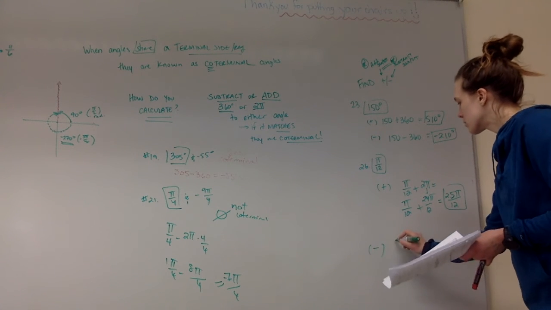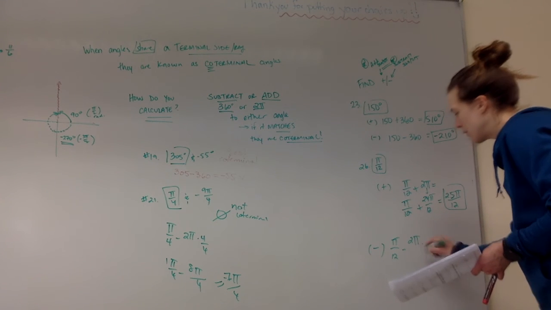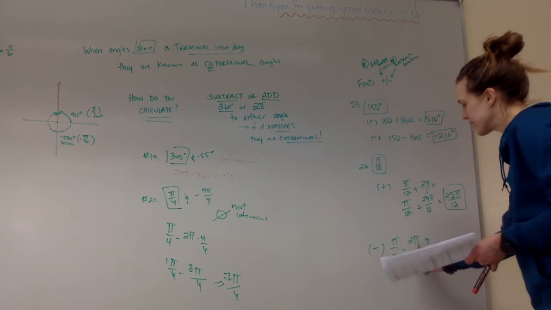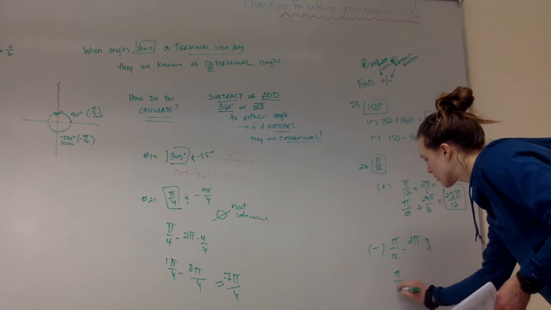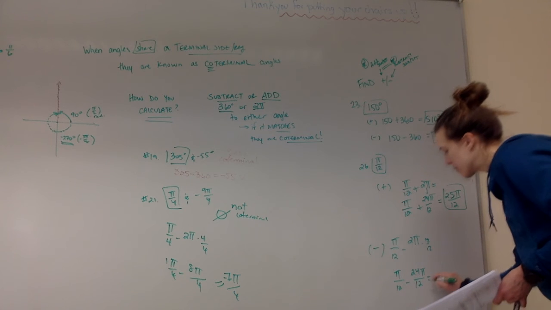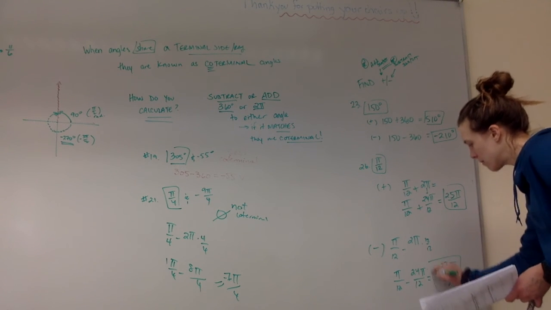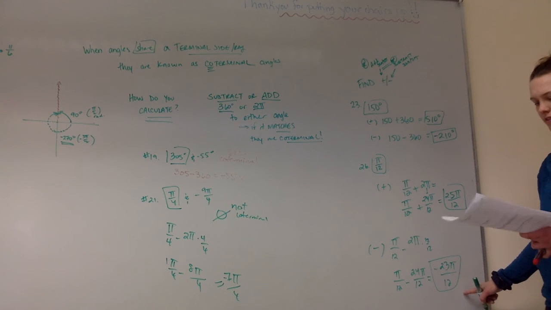Then the negative coterminal, pi over 12 minus 2 pi. Again, I would multiply 2 pi by 12 over 12 to get the same denominator, so pi over 12 minus 24 pi over 12 gives me negative 23 pi over 12. Again, that cannot be simplified, so that would be my answer.